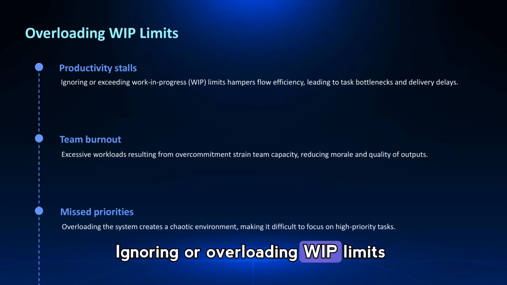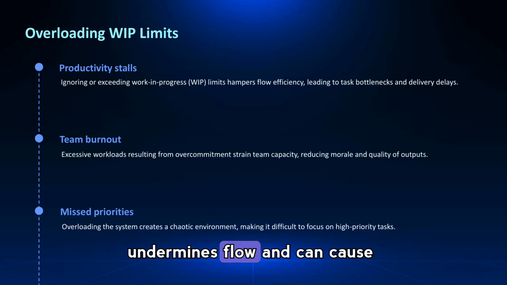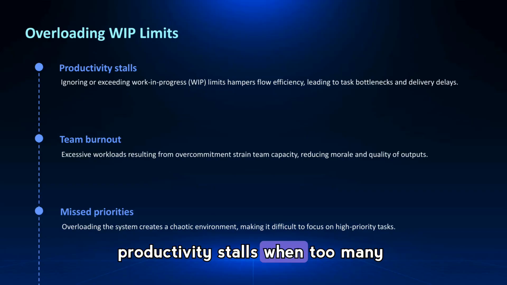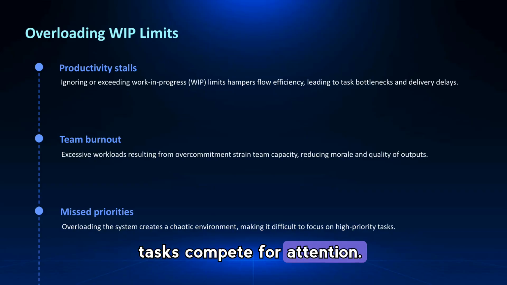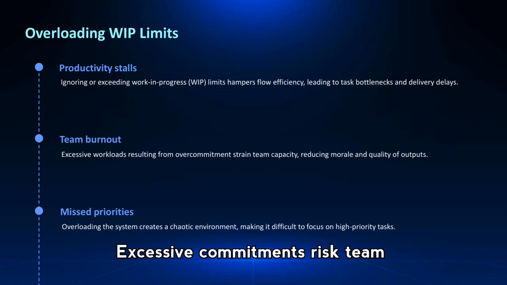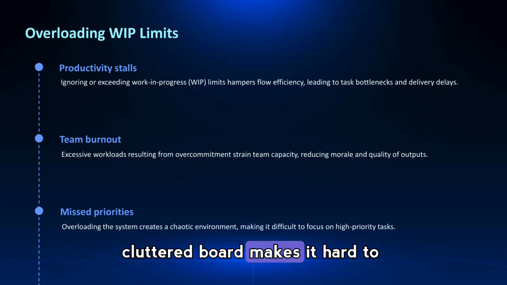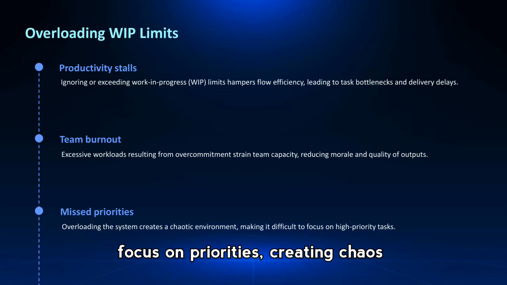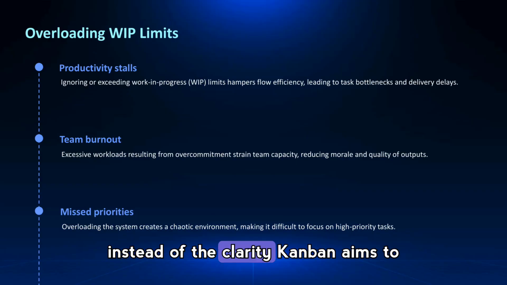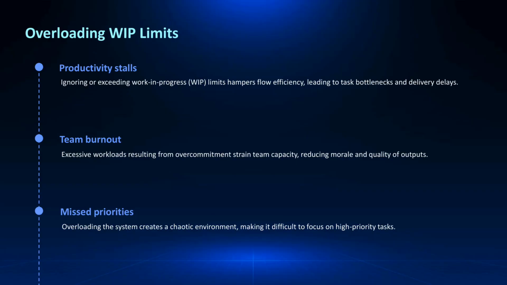Ignoring or overloading work in progress limits undermines flow and can cause productivity stalls when too many tasks compete for attention. Excessive commitments risk team burnout by straining capacity, and a cluttered board makes it hard to focus on priorities, creating chaos instead of the clarity Kanban aims to provide.